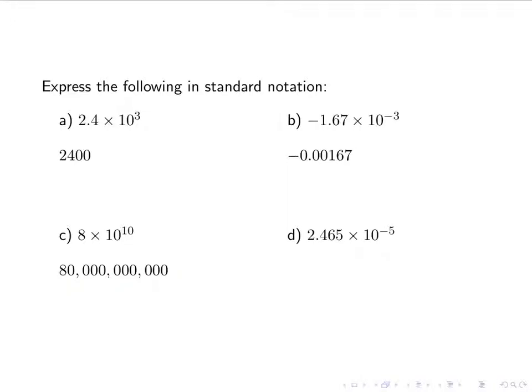2.465 times 10 to the negative 5th. So again, it's a negative exponent, so it's going to make the number smaller. So my answer is going to be 0.00002465. I'm going to move that decimal 5 places over. Notice that it's already between the 2 and the 4, so if I move it 1 spot, I've got 0.2465. I need to move it 4 more spots, which means I'm going to have 4 zeros after the decimal. So 0.00002465.